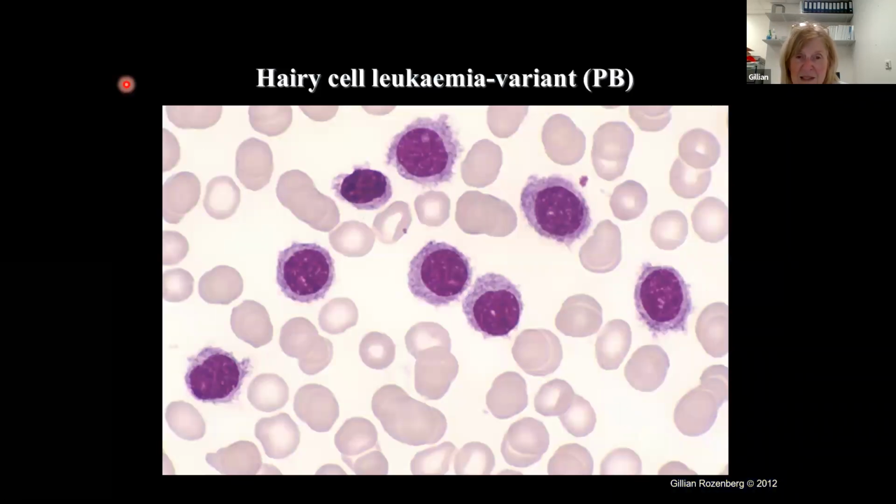So here we are. This is a hairy cell. This is the variant with a much higher white cell count. You can see that these are quite different, where the villi are around the entire circumference of the cell, not like the splenic marginal zone lymphoma, where it's to one pole of the cell.